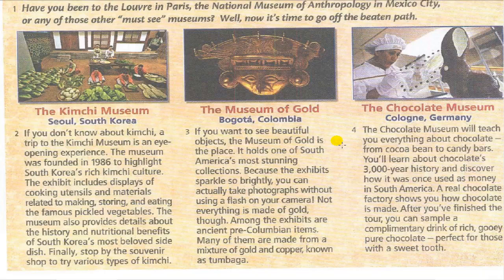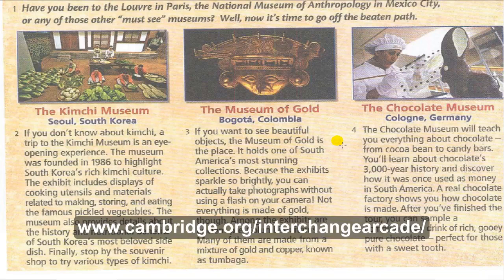Homework. 1. Learn the words by heart. 2. Listen and repeat. 3. Answer the questions of the workbook, the last 3 pages of the workbook, Unit 11, Workbook, Interchange 2, Fourth Edition. 4. Go to www.interchangearcade.org for more exercises.